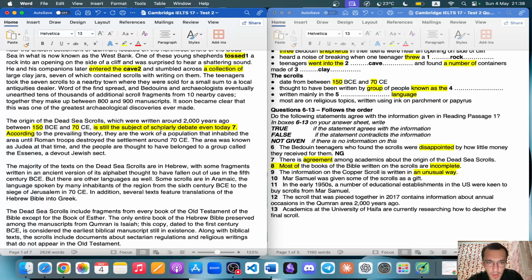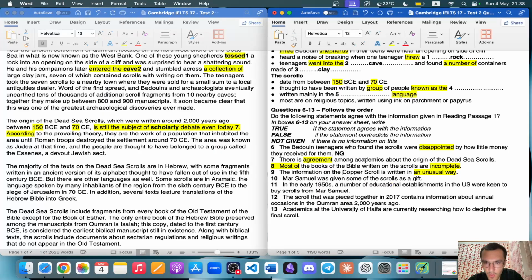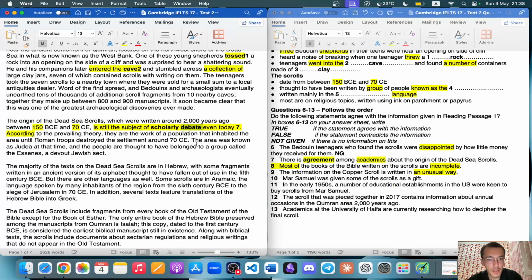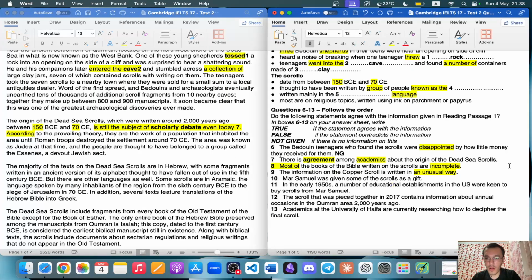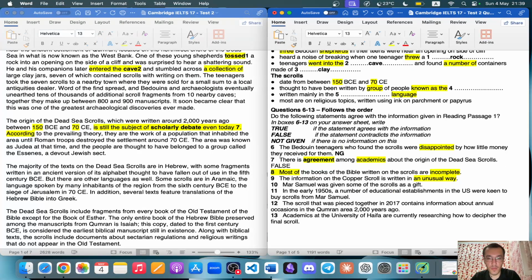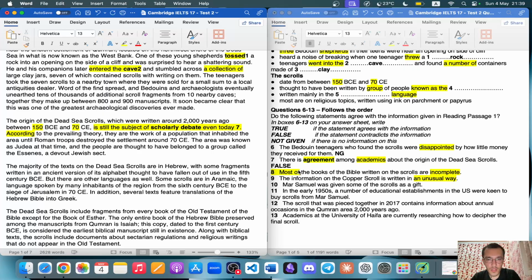Is this still subject of scholarly debate? Scholar is another word for academics. So there's agreement. The antonym is debate. Agreement is when you agree, you say okay, good. But debate is when there are conflicts, like they are throwing statements, sentences or words at each other. One person is saying this, another person is saying that. So that's why the answer here is going to be false. You don't have to spend a lot of time. So the number 7 is there.